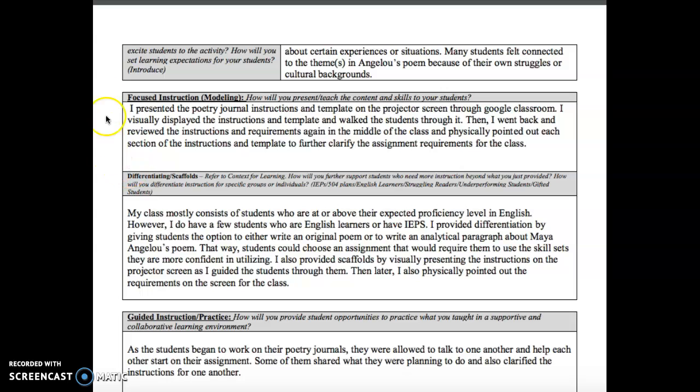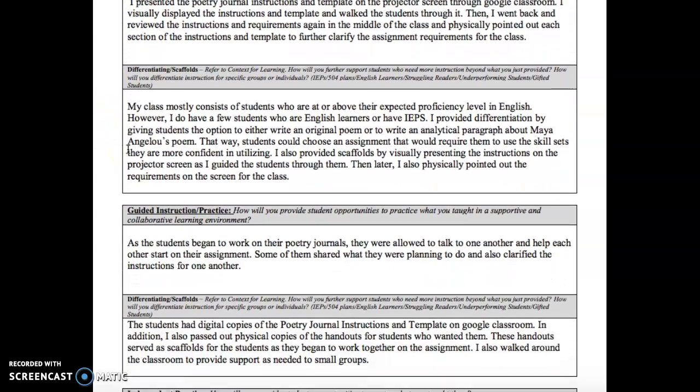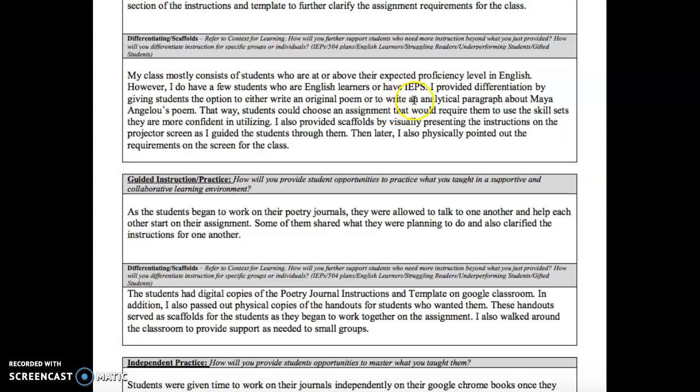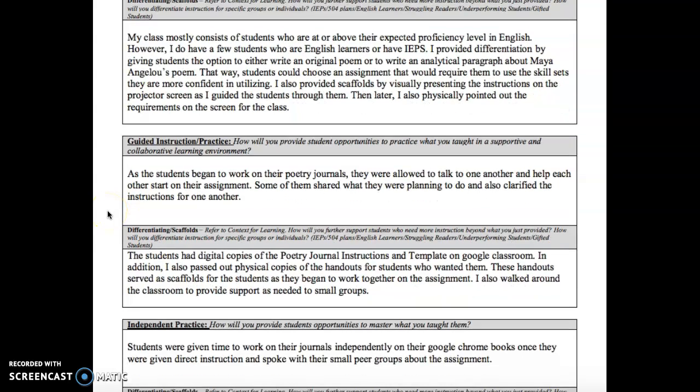So this is a great example of focusing instruction. So she's modeling it for the students so they aren't intimidated going into it. And she addressed how she has some English learners and IEPs, and the differentiation was scaffolds, which are always a key one for students who need assistance in learning.